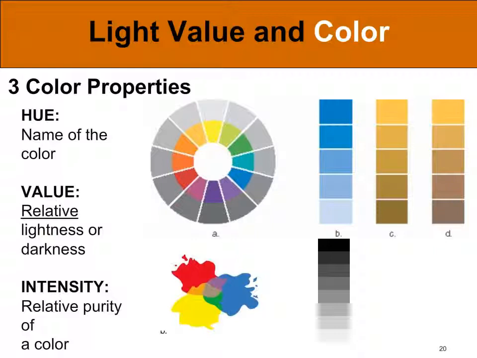Color has 3 properties: hue, which is another word used for color, value, and intensity, sometimes called saturation. In this color wheel, you see the colors in relation to a full range of values, which in this case is very light gray to a dark gray. In other words, you can affect the value of a color by adding black or white to it.